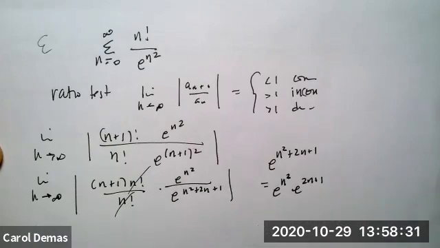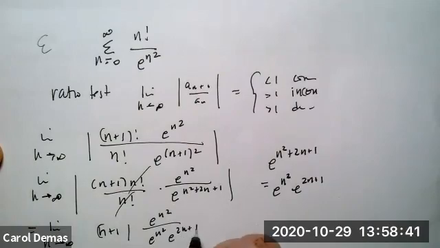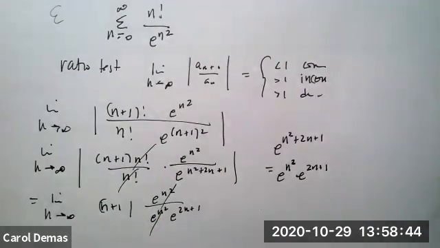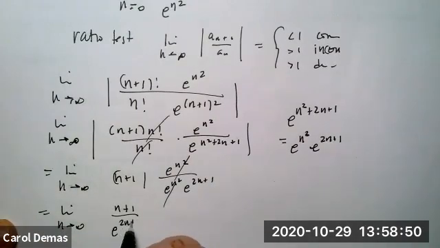Meanwhile, we can cancel these out. And I don't need the absolute value anymore. So we'll have n plus 1 times e to the n squared over e to the n squared, e to the 2n plus 1. And these will also cancel. Okay, so we're looking at n plus 1 over e to the 2n plus 1.